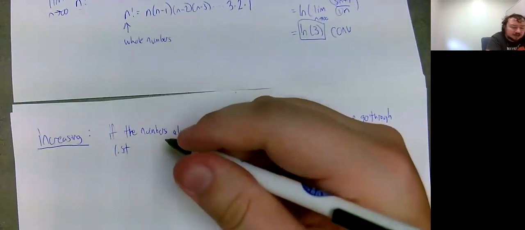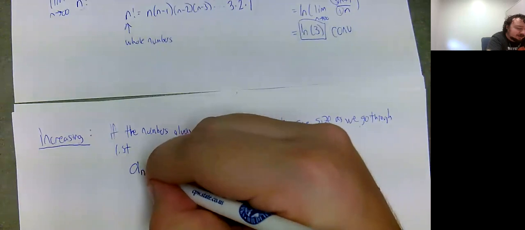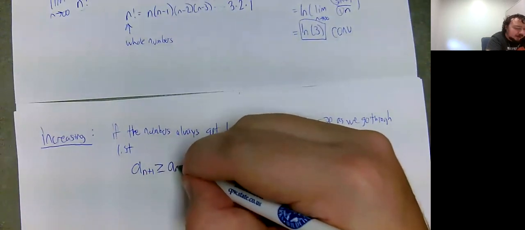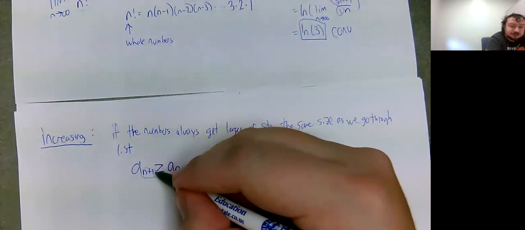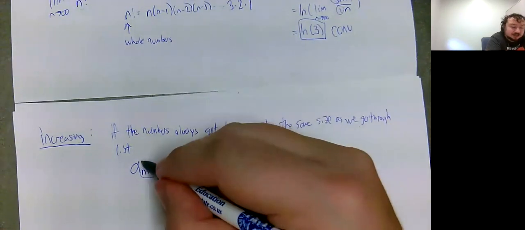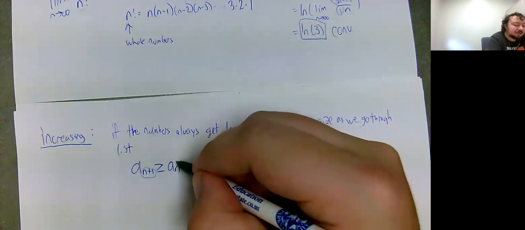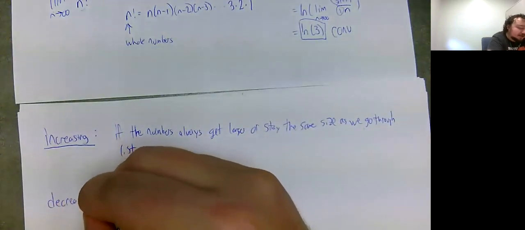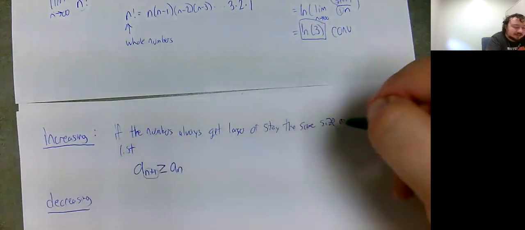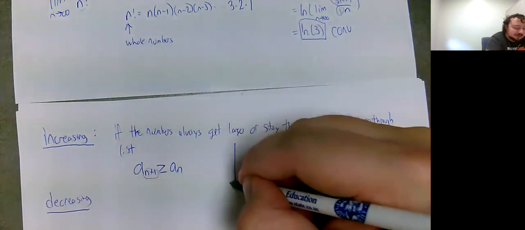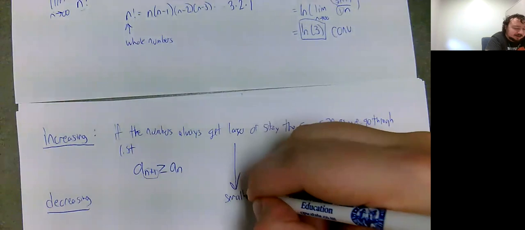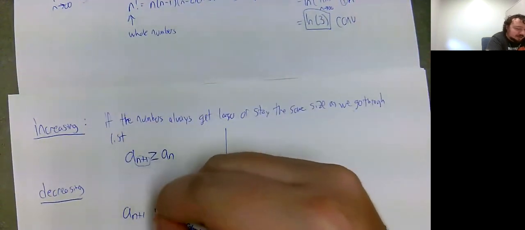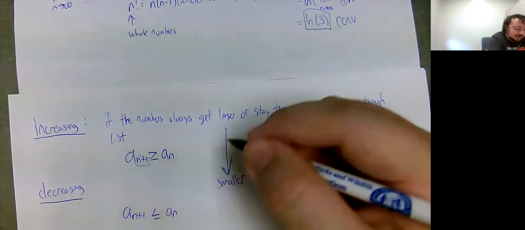And here's a more compact way of writing this. So if we have a_(n+1), that's always going to be greater than or equal to a_n. So since this represents a further place in the list, this number needs to be bigger than or equal to a_n. And I bet you can imagine what decreasing is going to be. I could write this exact same sentence, except I'm just going to say smaller instead. And this one would be where a_(n+1) is less than or equal to a_n.